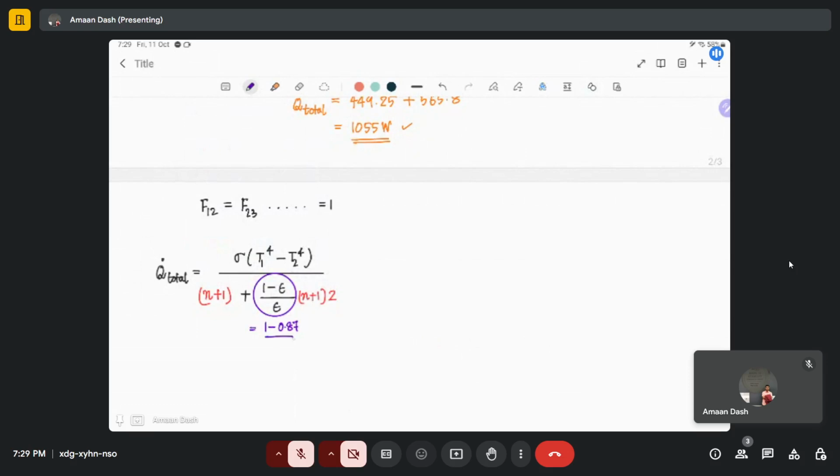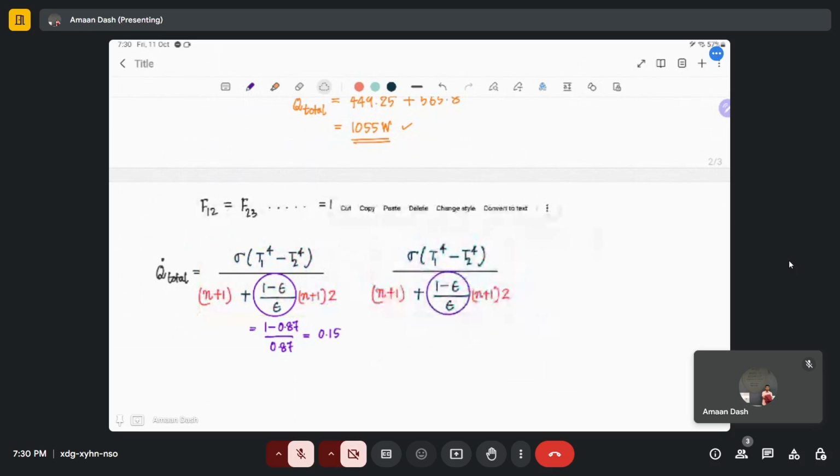So this 1 minus epsilon term that we have, every shield will be interacting n plus 1 times, because every shield, if we consider it, will be having a total of n plus 1. So we multiply this with n plus 1 and again multiply with 2 because we have two sides of the shield.